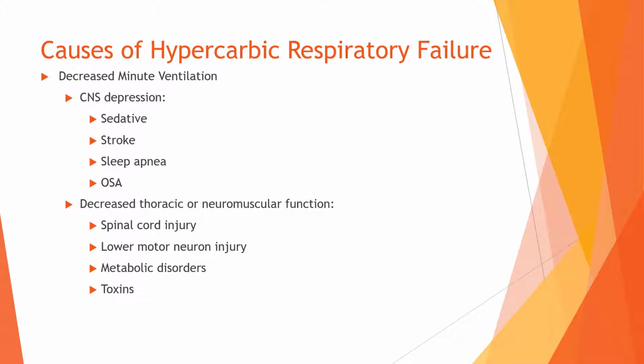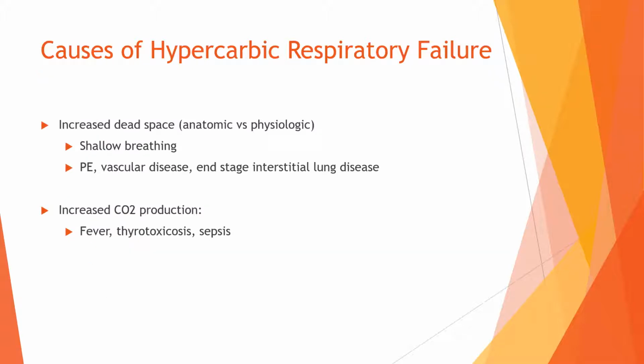Causes of hypercarbic respiratory failure are anything that leads to a decrease in minute ventilation. This could be CNS depression, such as sedatives, stroke, sleep apnea, or OSA. It can be a decrease in thoracic or neuromuscular function. This could be secondary to spinal cord injury, lower motor neuron injury, some metabolic disorders, as well as toxin-mediated.